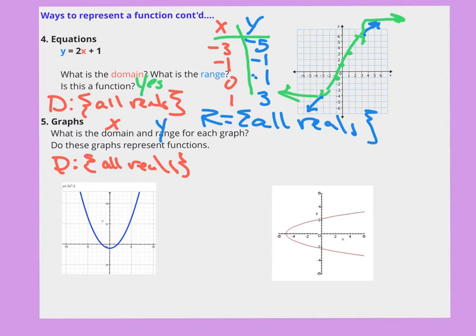My range, though, if I look at my y values, I can see that my lowest y value is happening over here at -1, and then it just keeps going up. My graph is going to keep going up. So I'm going to say that my range is y values greater than or equal to -1.